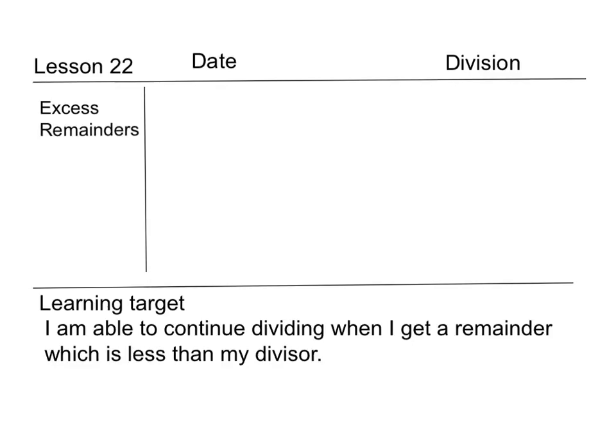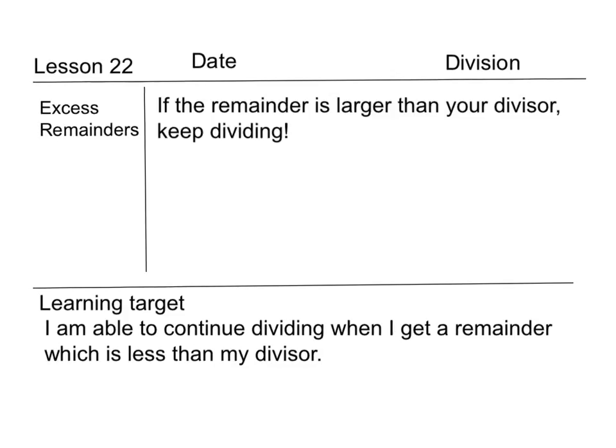Okay guys, the last thing we're going to do here is reflect on the lesson. So one thing we need to do is write our notes for excess remainders, which I'm going to put up on the screen here right now. It's just if the remainder is larger than your divisor, then keep dividing. The very last thing you need to do after copying that down is tell me, are you a 1, a 2, a 3, or a 4, and why? That's the end of the video, guys.